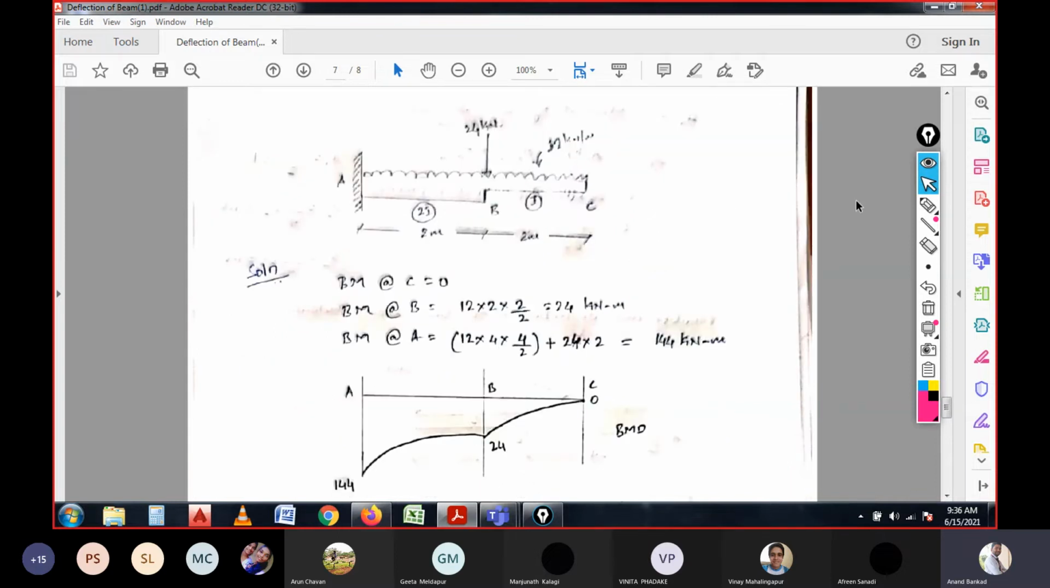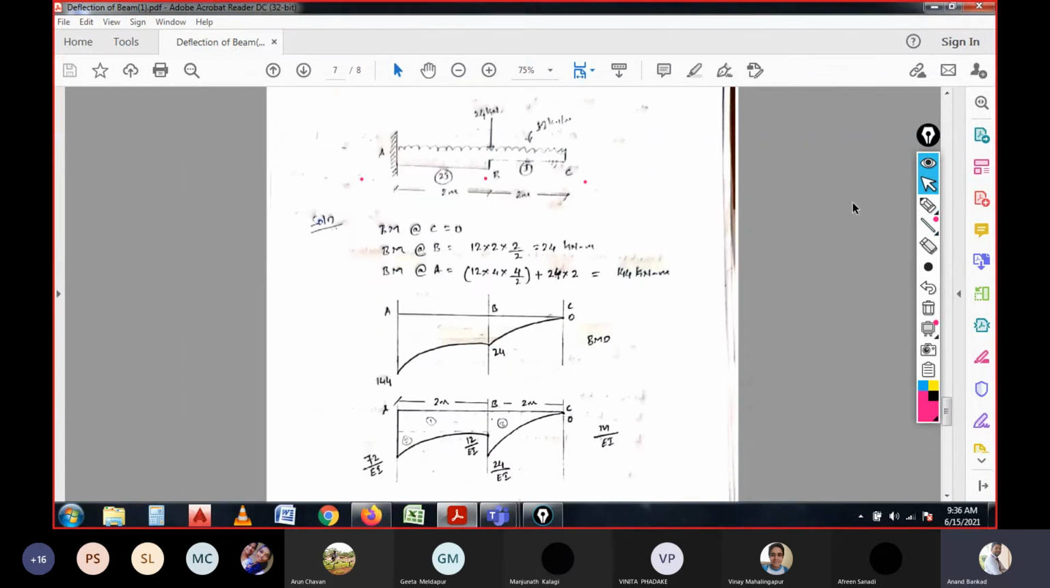Again we need the bending moment values at support A and support B. However, the bending moment at C will be 0, and the bending moment at B and at A are to be calculated. I hope it is now clearly visible. Just observe. It is 12 kilonewton. It is 12 kilonewton.